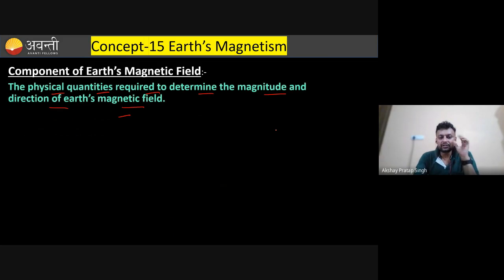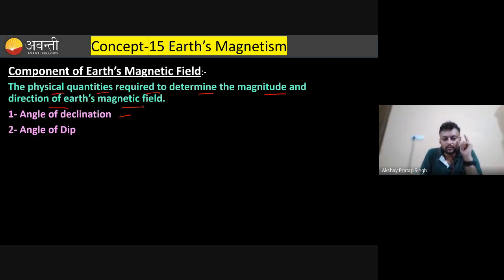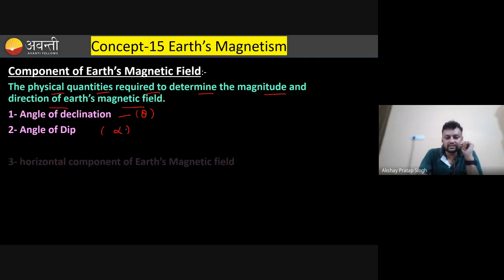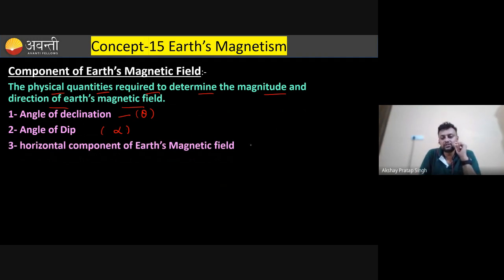What are the three components of Earth's magnetic field? One is angle of declination, that we will denote by theta. Another is angle of dip, that is denoted by alpha. And next is horizontal component, which is denoted by B horizontal. Clear? So in the next class, we will discuss these components and do some questions of Earth's magnetism, and then we will jump towards the EMI.